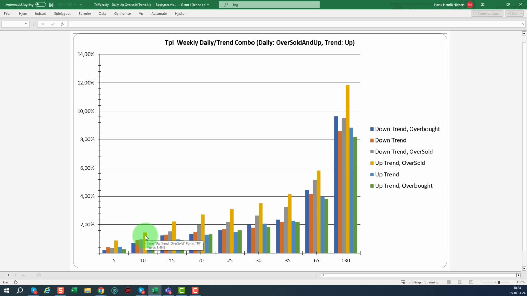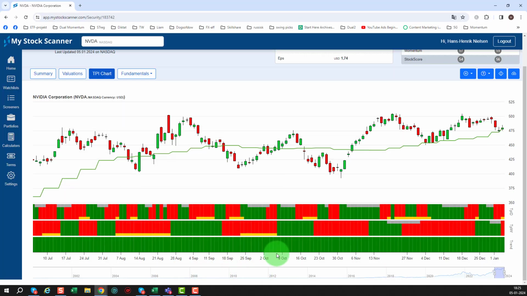You can also see the same thing here holding at 10 days, 15 days, 20 days and so on. When we get up to 65 and 130 days, the picture gets a bit more muddy, but it still stands out, with the yellow one being really strong at the top, followed by the gray with most of them. The problem so far is that on the TPI chart we couldn't distinguish between being oversold pointing down, being oversold pointing up, and so onwards.